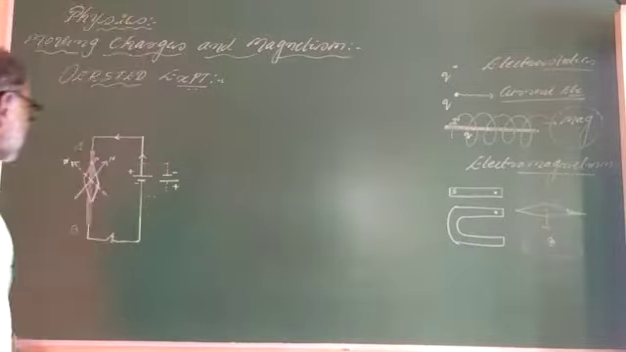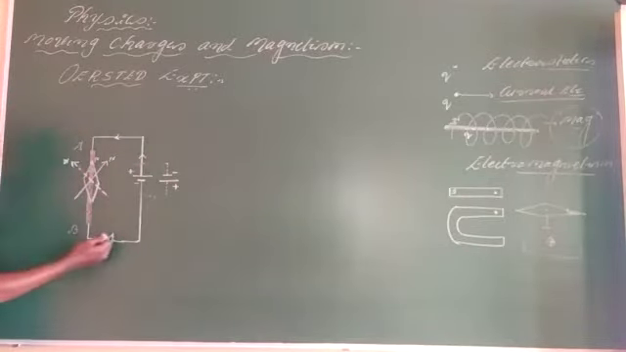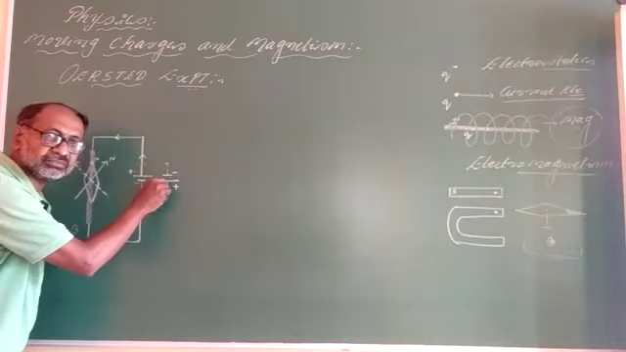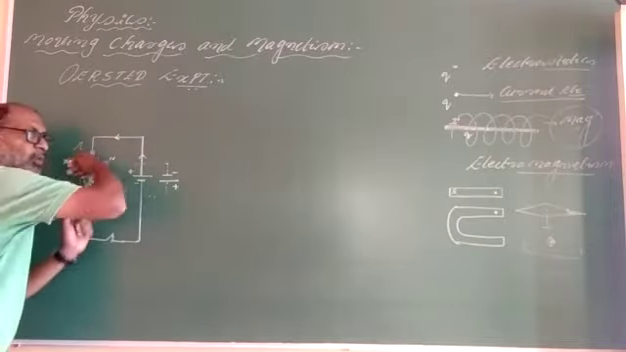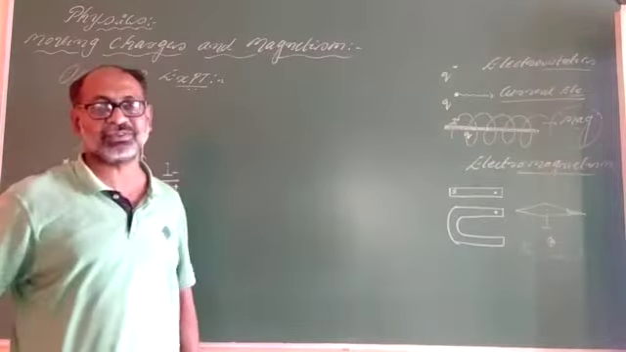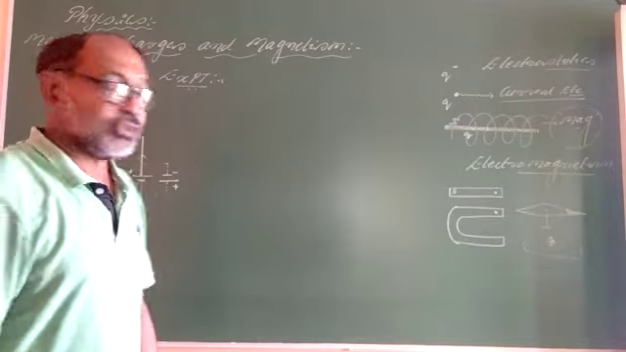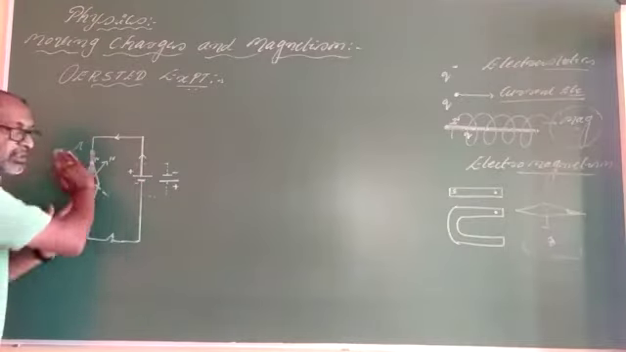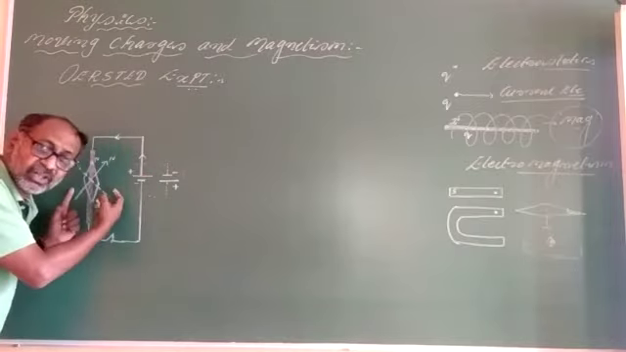Then conduct the same experiment in a different way. Increase the current. As you go on increasing this particular current, what happens? There is more and more deflection. If you change the polarity, in the opposite direction it will show. If you go on increasing this particular current, it will show more and more deflection.